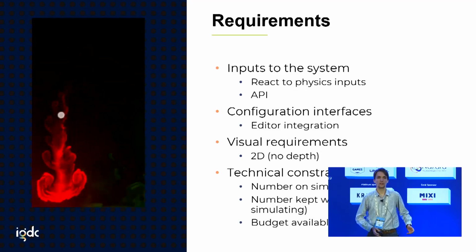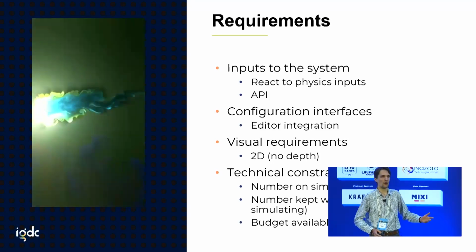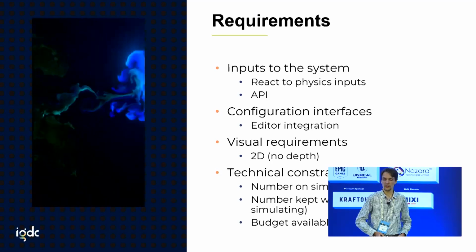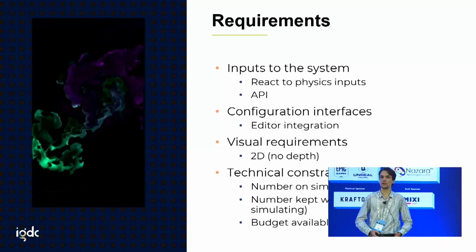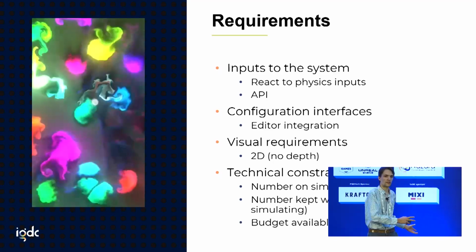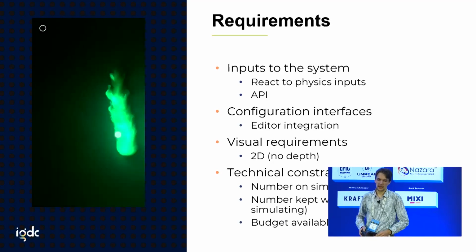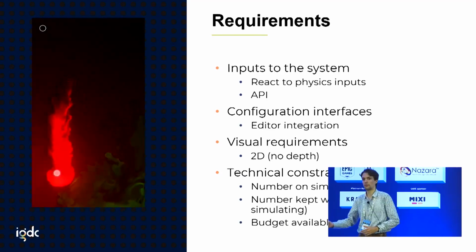And finally, think about your technical constraints. The number of effects you have simultaneously on screen, or the number you need to keep warm, simulating even though the player is not looking directly at them. And all of that ties into the budget that you have available.